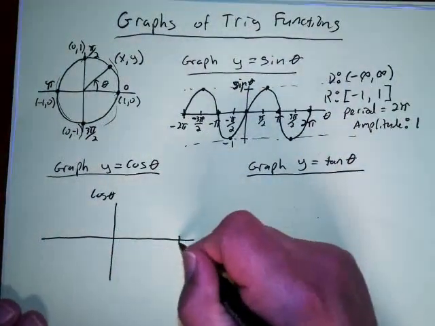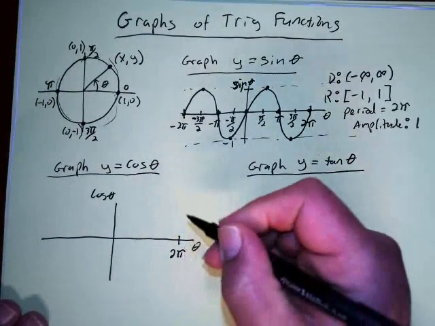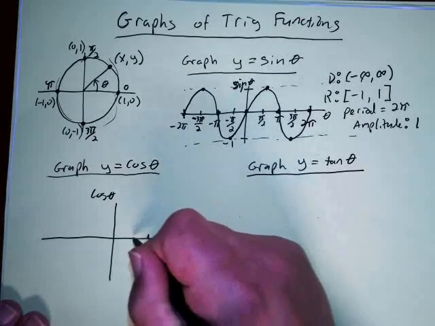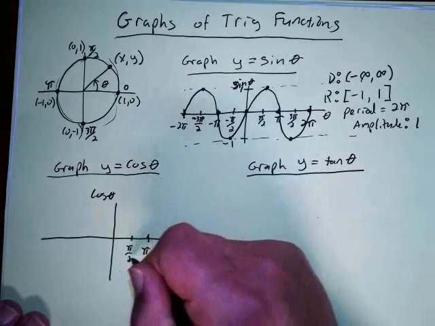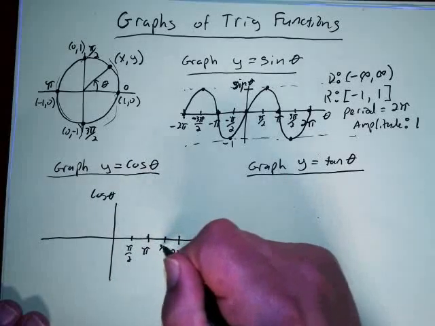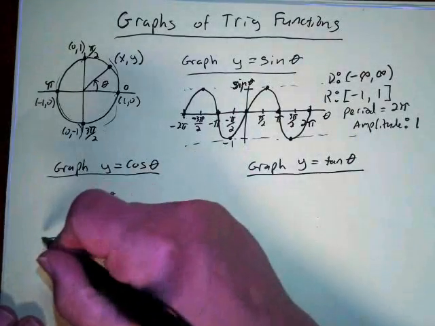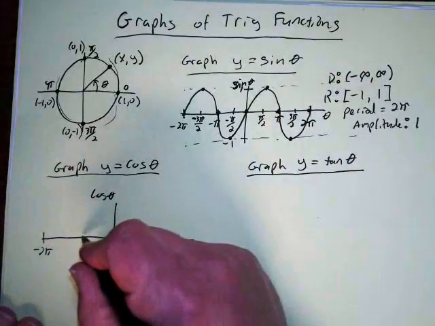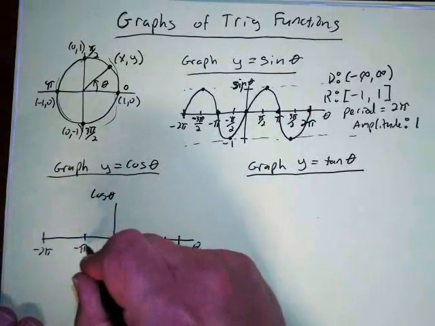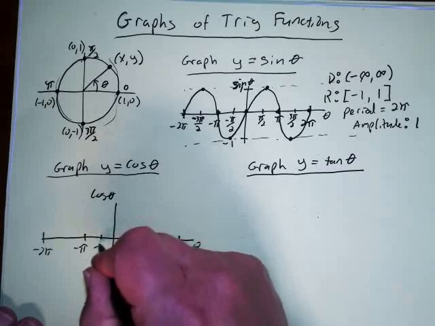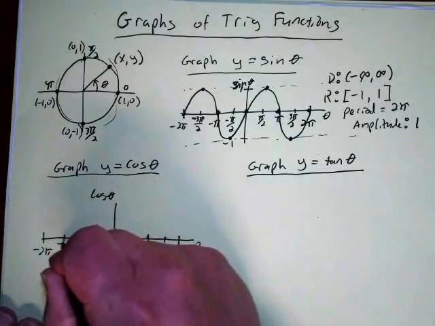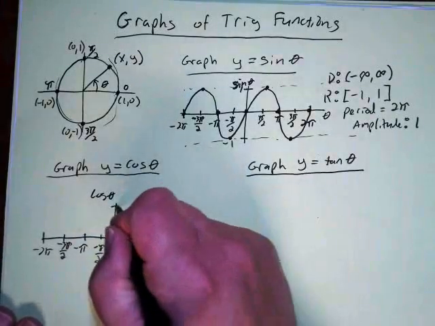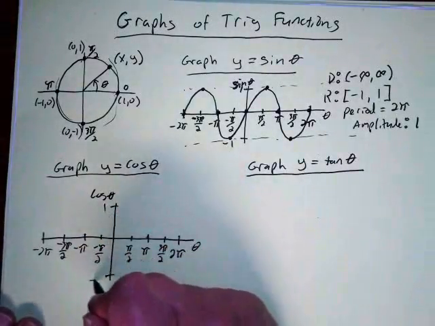So I'm going to put the quadrant angles on here again. So that would be 2 pi. This would be pi. This would be pi over 2. 3 pi over 2. And this would be -2 pi. Half of that is -pi. This is -pi over 2. And then -3 pi over 2. And then you have 1, -1.